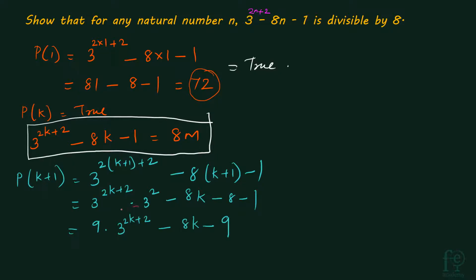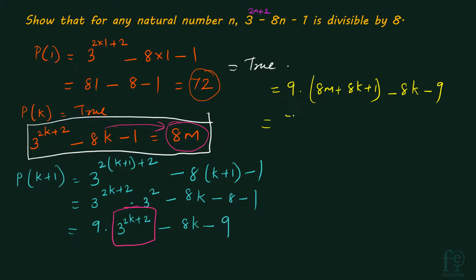So what is this 3 raised to 2k plus 2? From here you will be getting 3 raised to 2k plus 2 is equal to 8m plus 8k plus 1. So P of k plus 1 is equal to 9 into 8m plus 8k plus 1 minus 8k minus 9. So totally you will be getting 72m plus 72k plus 9 minus 8k minus 9. This 9 and 9 will be cancelled. So 72k minus 8k is equal to 64k, giving 72m plus 64k.